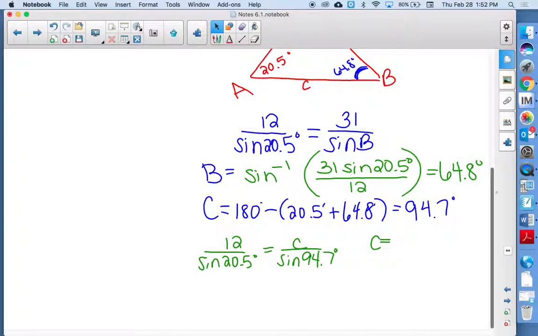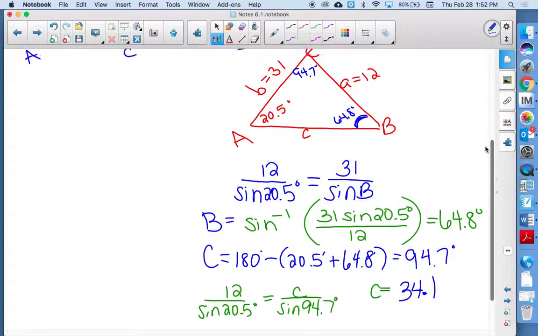So you're going to use that proportion twice. One to find the angle, second time to find the side. Then it's 34.1. So we have side C, angle C, angle B, and that's for the big triangle.